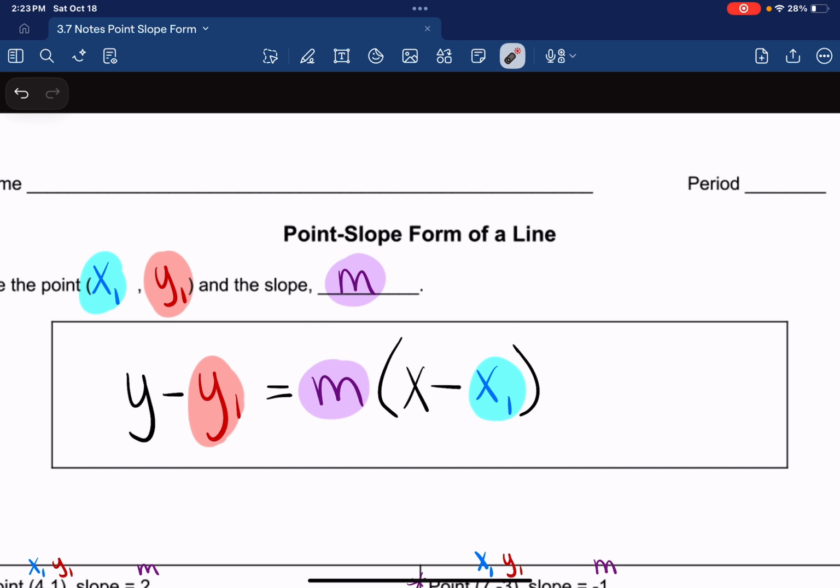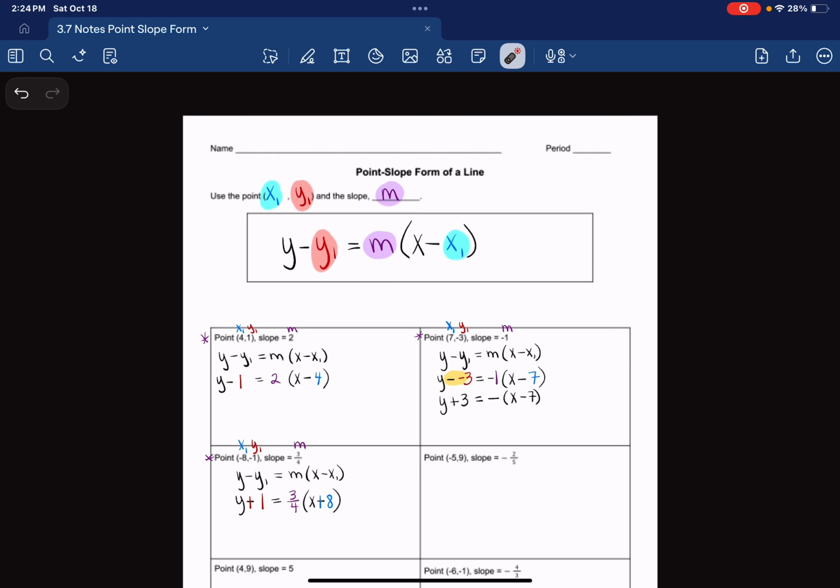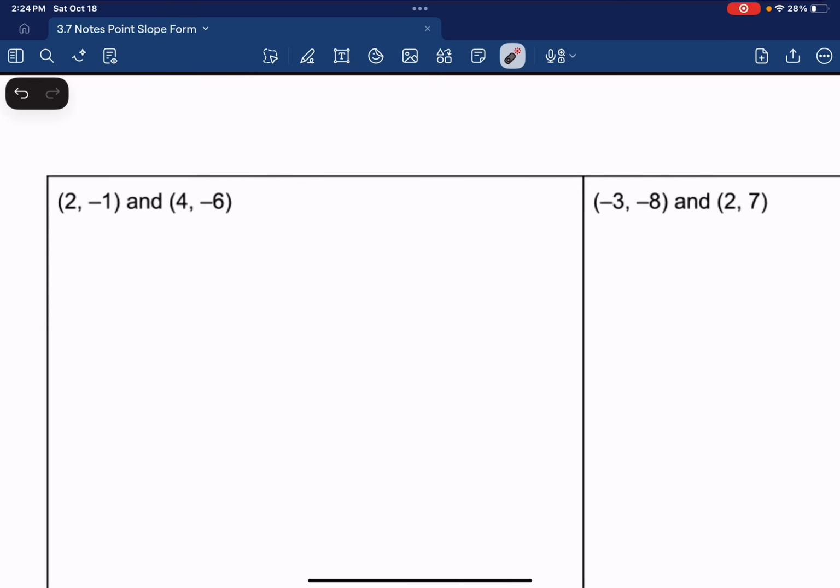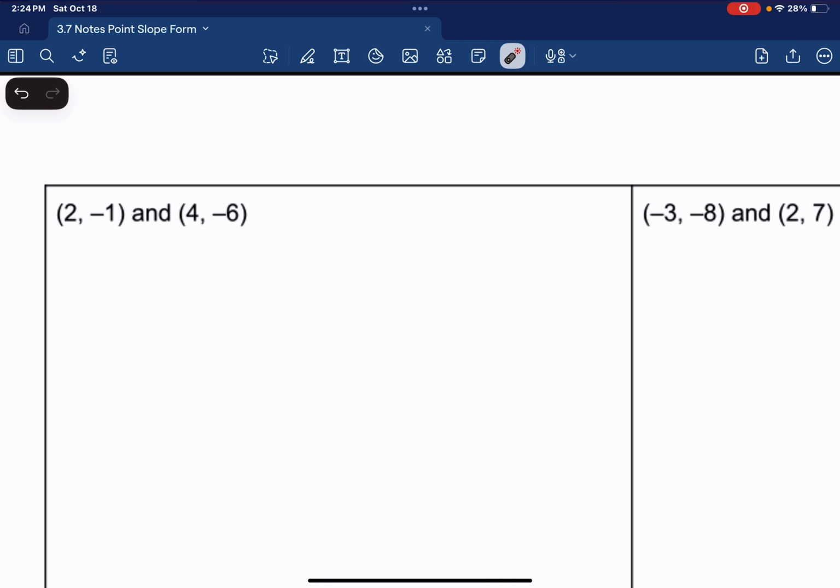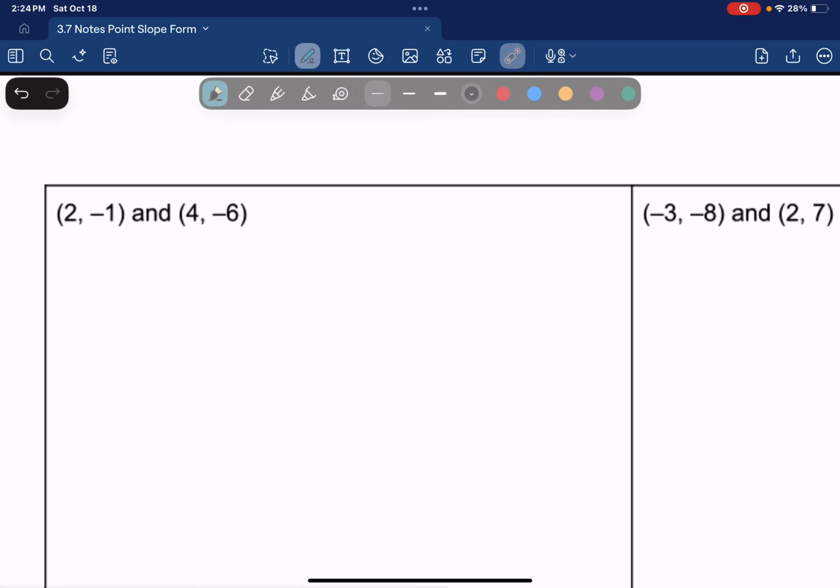So we've already gone over how to write the equation given a point and a slope. But what could we do if we're given 2 points instead and not the slope value? Well, all we need to do is use these 2 points to determine our slope first. And then we can use the point slope form of a line to write our equation.